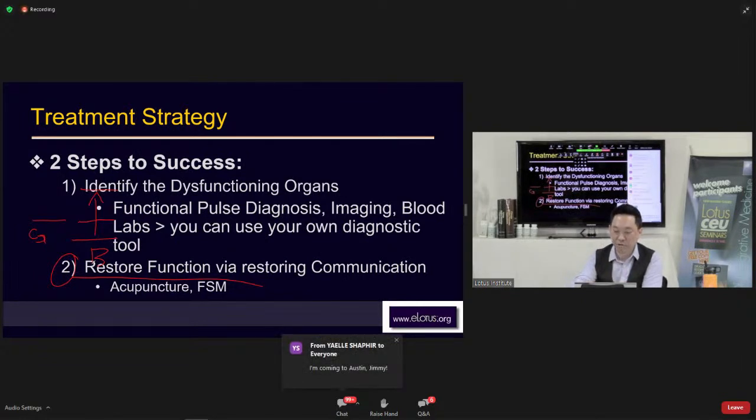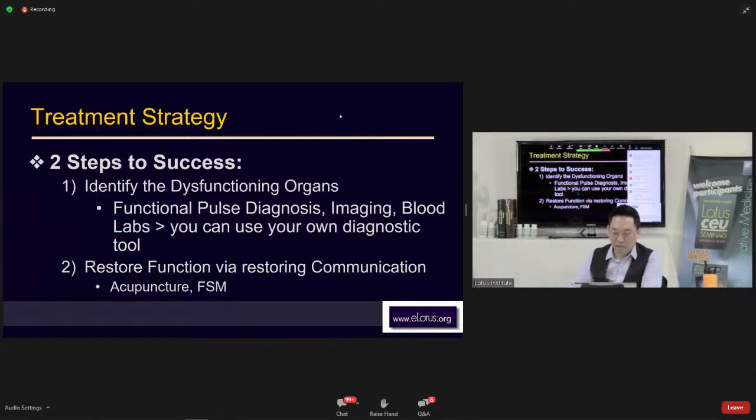It needs good nutrition. All right, let me see if I can erase this because this will show up here. All right, let's come back. So I'm going to keep coming back. Yael, yeah, come to Austin. Come to Austin. I welcome you.